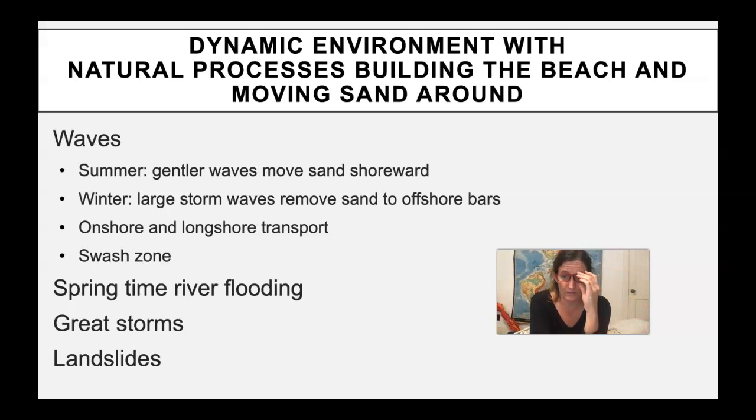Also, along with that, there's onshore and longshore transport. This is the movement of sand because of waves. And we'll look at images of what that looks like. But sand moves onto the beach and off the beach, and also up and down the beach. And the waves are swashing back and forth in that swash zone. There can be springtime river flooding that brings sedimentation, brings sand down to the beach, and the deposition of it, sedimentation. There can be really big storms like hurricanes, and also landslides.